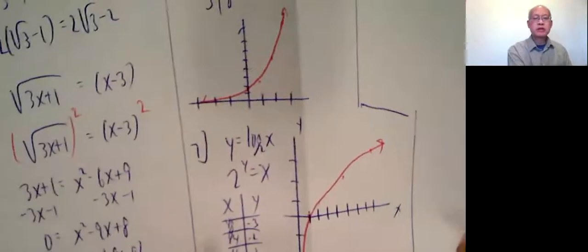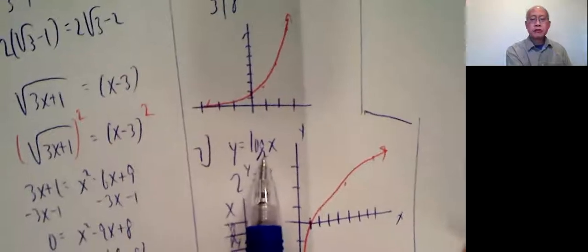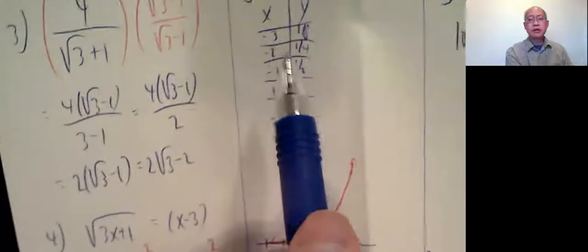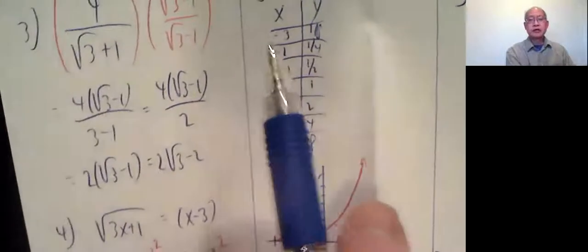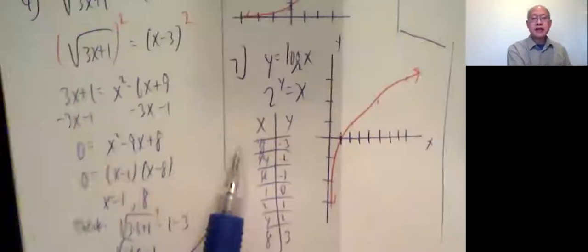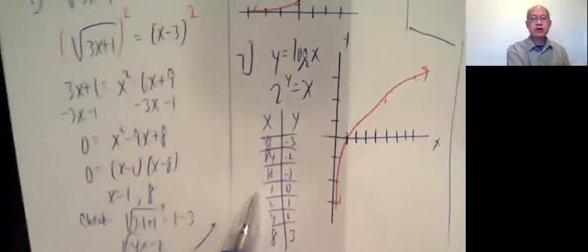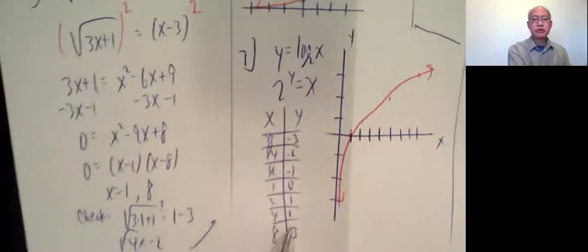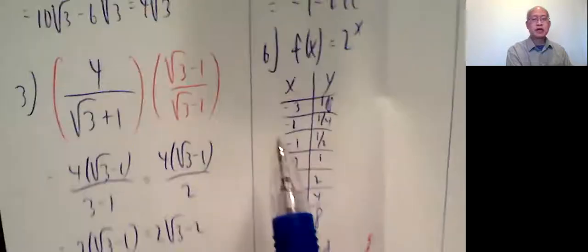Number 7, y equals log base 2 of x. If you rewrite it without the log, it's 2 to the y equals x. You basically just switch around the x and y here. So I just take these numbers and switch them. So x is 1/8, 1/4, 1/2, 1, 2, 4, 8. Y is negative 3, negative 2, negative 1, 0, 1, 2, 3, which is just the reverse of this, because the equation just got reversed. Instead of y equals 2 to the x, it's x equals 2 to the y. Plot the points, it looks something like that.